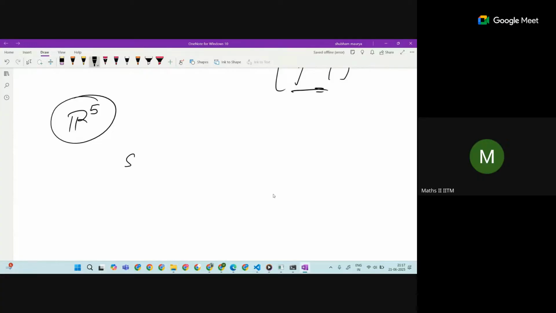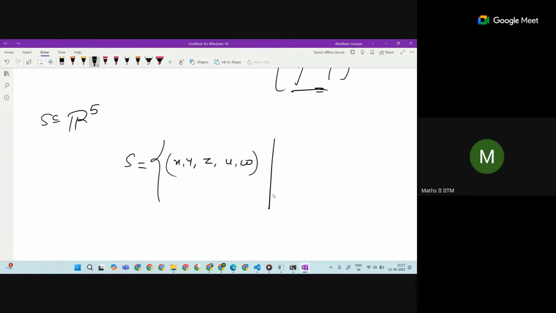Okay, so let's say I have a subspace S. Again, if S is a subset of R5, that means 5 coordinates would be there: x, y, z, u, and let's say w. See that? We have 5 coordinates now in this subspace.